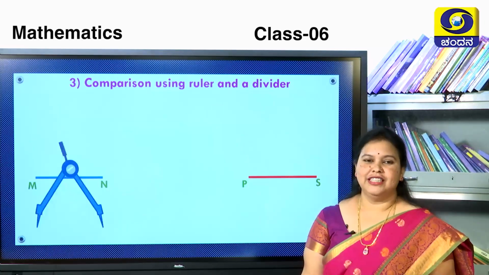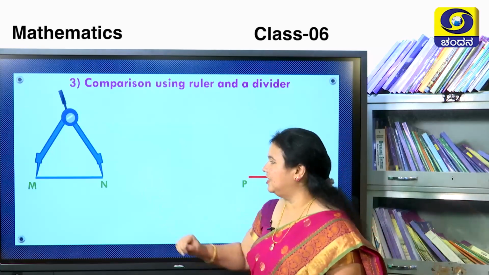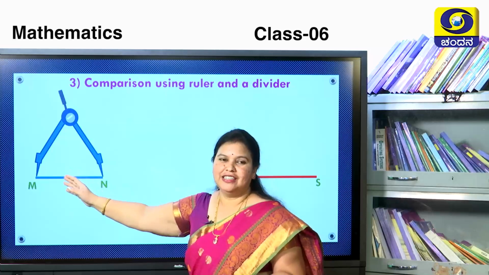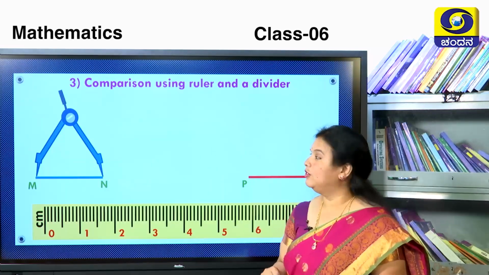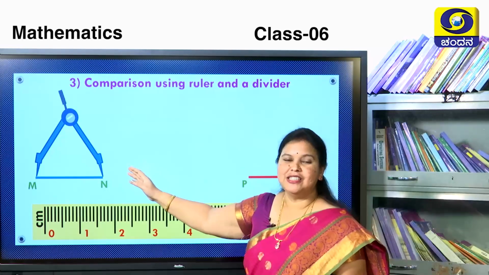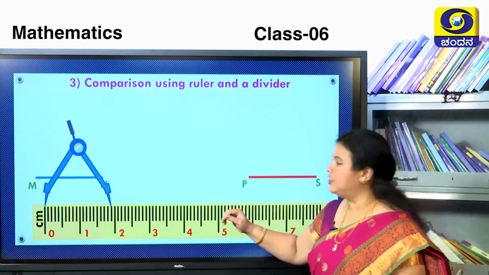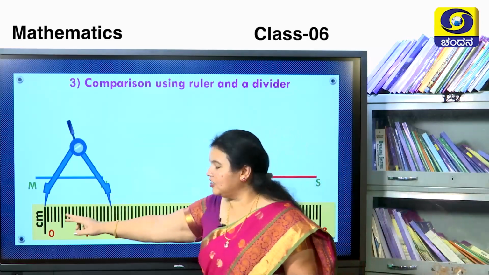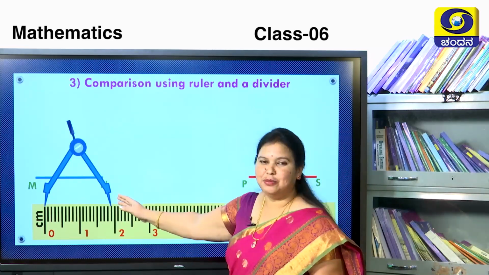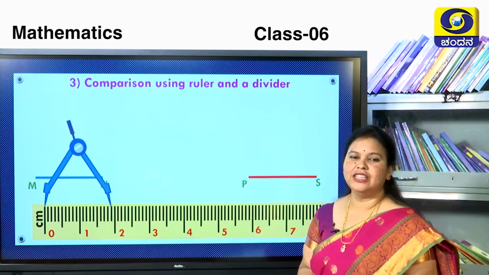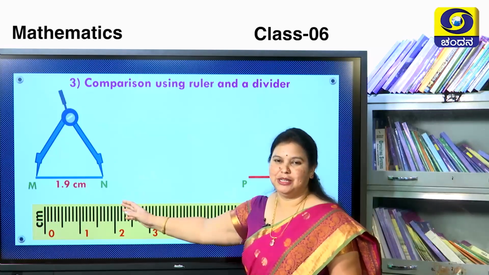Now, we will take divider and place it on MN such that one end of the divider is on M and the other end of the divider is on N. Without disturbing the adjustments, lift the divider and place it on the ruler. Ensure that one end point is on 0. Now, read the mark against the other end point of the divider. So, we got the measurement of MN is 1.9 centimeter.